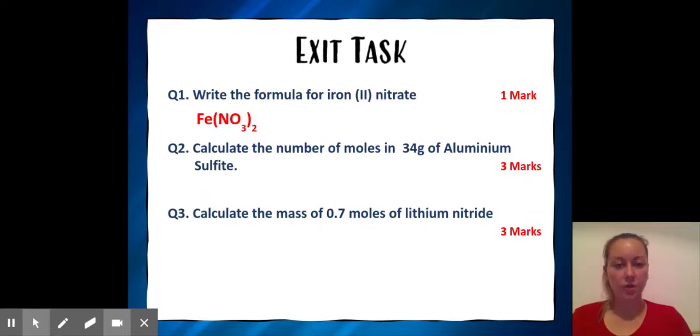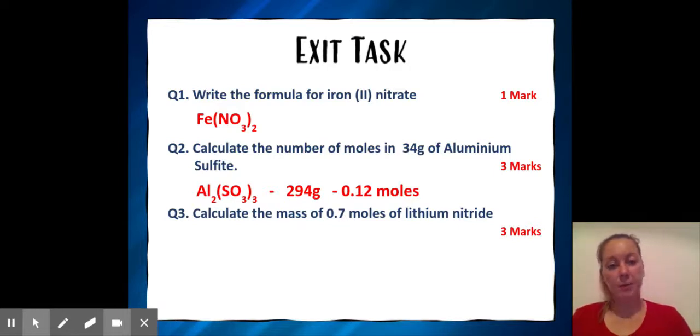Fe(NO3)2. Your iron has a valency of 2, nitrate has a valency of 1. Swap them, and we end up with 2 nitrate complex ions. Question 2, we have Al2(SO3)3. Aluminium has a valency of 3, sulfite has a valency of 2. Again, swap them and use your brackets. We have a total GFM of 294 grams, so we end up with 0.12 moles. So that's worth 3 marks. 1 for the correct formula, 1 for the correct gram formula mass, and the third one comes from your number of moles being calculated correctly.